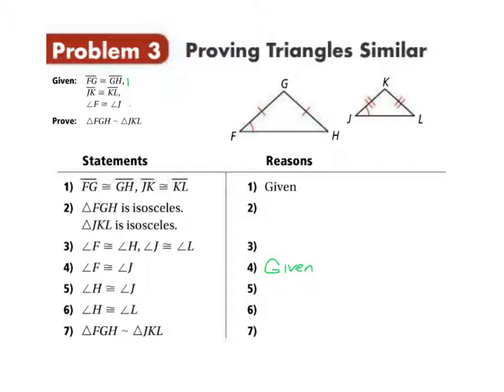Why would FGH be isosceles? Okay, well that's because they told me their two legs were the same. And same thing with the other triangle. If two legs are the same, then it's isosceles. That's just the definition of an isosceles triangle.